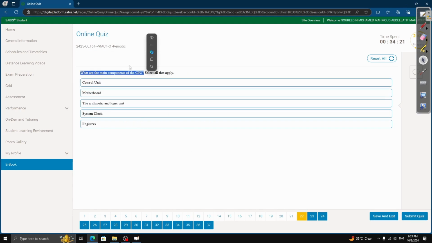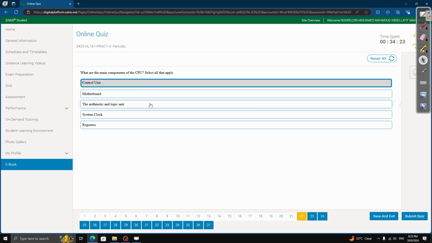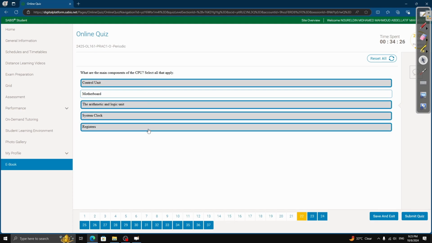What are the main components of the CPU? The control unit, the ALU, system clock, and registers. That's all there really is to it. Memorization.